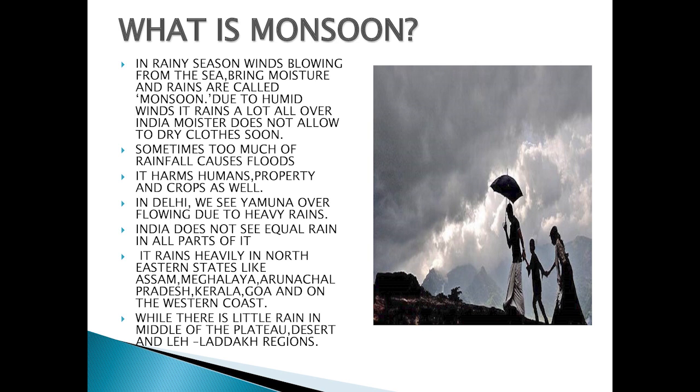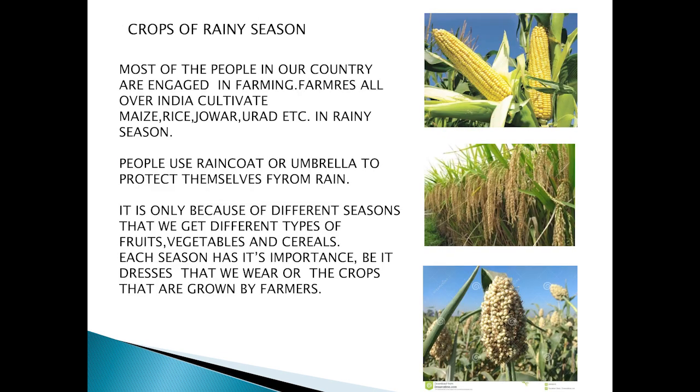Just like summer and winter, India does not see equal rain in all parts of it. It rains heavily in northeastern states like Assam, Meghalaya, Arunachal Pradesh, Kerala, Goa and on the western coast, while there is little rain in the middle of the plateau, desert and Leh Ladakh region. Now let's talk about which crops farmers grow in rainy season. As we are aware, most of the people in our country are engaged in farming. Farmers all over India cultivate maize, rice, jowar, pulses in rainy season.